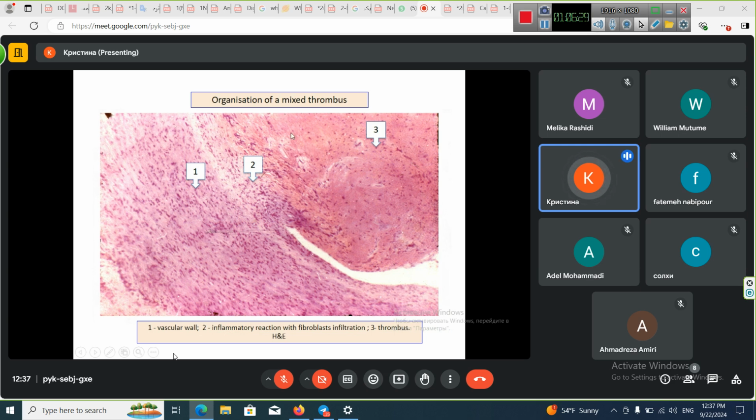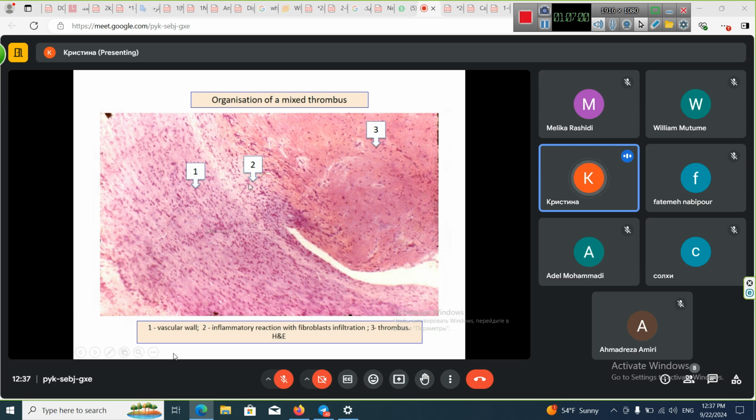As you know, thrombus is connected to the wall of blood vessel, so we see here no space between the wall of blood vessel and the thrombus, because thrombus is connected to the blood vessel wall. And number two shows us how the fibroblasts and granulocytes come from the blood vessel wall to the thrombus.